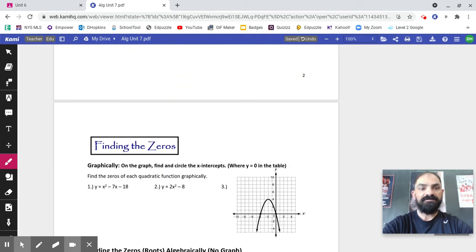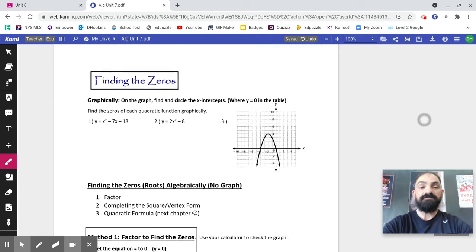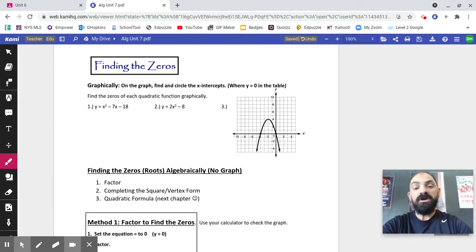Excellent. So finding zeros. Zeros are where it crosses the x-axis. So it says on the graph, find and circle the x-intercepts, or y equals 0 in the table. So find the zeros of each quadratic function graphically. So let's start with number 3 because that's the easiest.